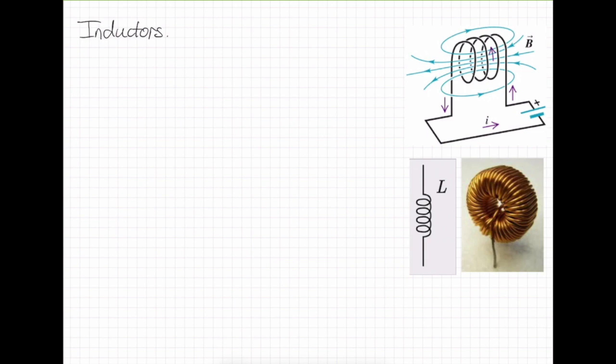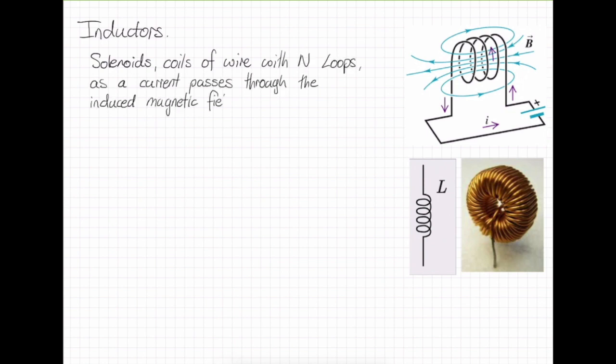A changing magnetic field will produce an EMF, which will produce a magnetic field, both obeying Faraday's law of induction and Lenz's law. This means that when a solenoid, a coil of wire with end loops, has a current flowing through, the induced magnetic field will oppose the change. In effect, this slows down the current passing through the solenoid. This can be seen on our diagram to the right.